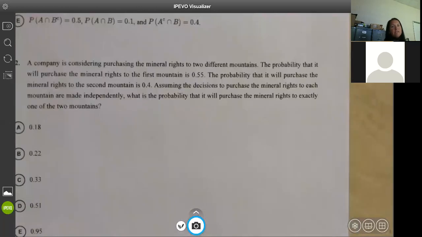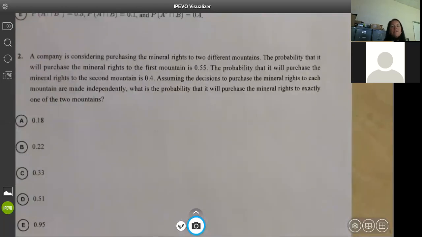Next one. A company is considering purchasing the mineral rights to two different mountains. The probability that it will purchase the mineral rights to the first mountain is 0.55. The probability that it will purchase the mineral rights to the second mountain is 0.4. Assuming the decisions to purchase the mineral rights to each mountain are made independently, what is the probability that it will purchase the mineral rights to exactly one of the two mountains?